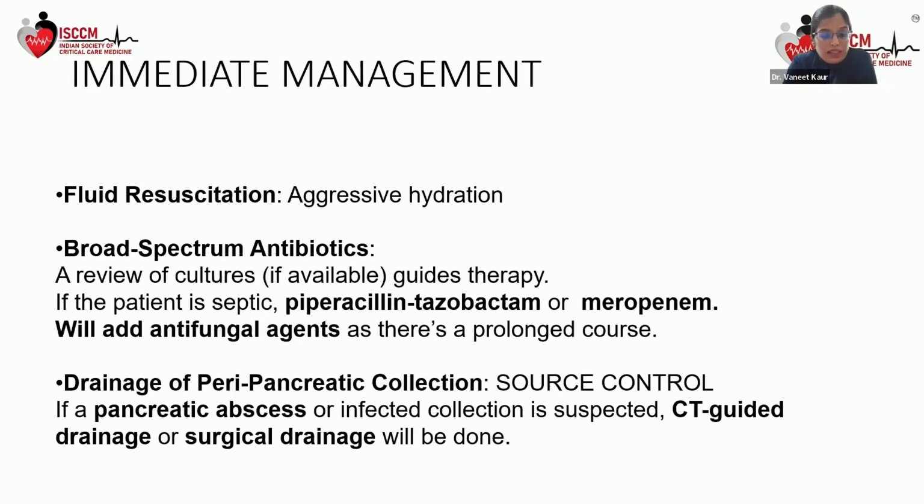How do we go ahead with this case? First is aggressive hydration, fluid resuscitation. Then broad spectrum antibiotics. A review of culture guides therapy. Now, as we think the patient is septic and had already received imipenem, we started the patient on piperacillin tazobactam. Antifungal agents can be added as there is a prolonged course. But the most important thing is source control. In this, we did CT and CT guided surgical drainage was done, which actually relieved the patient of the shock.